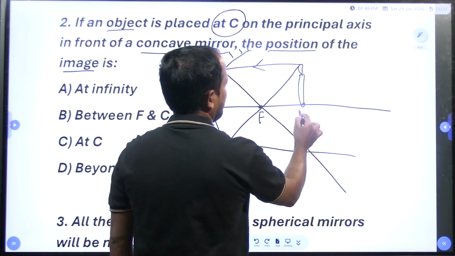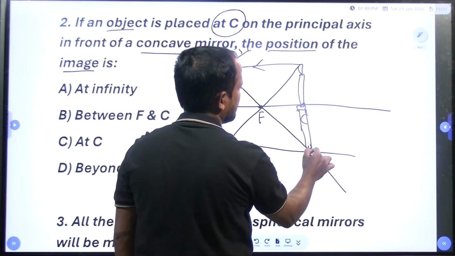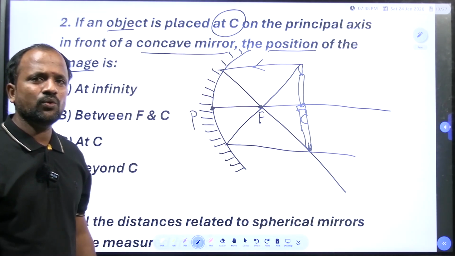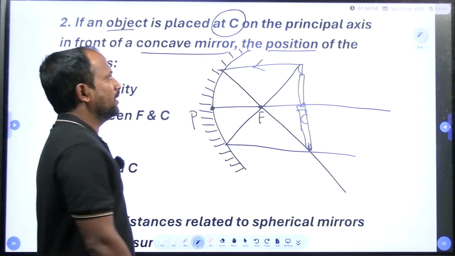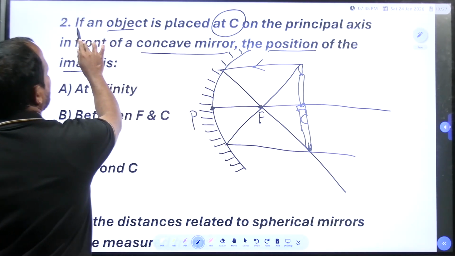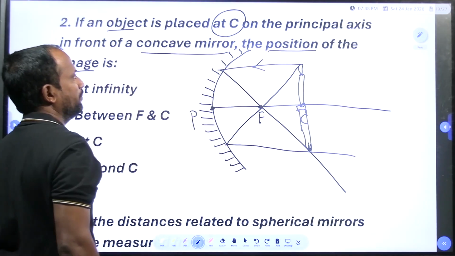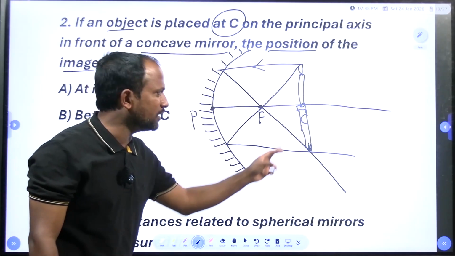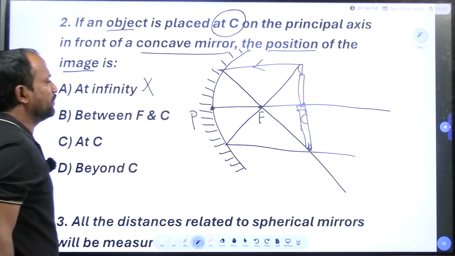Right here, on C, the image is also going to be formed. At C, the image is going to be formed. Observe here what is asked: if the object is placed at C on the principal axis of a concave mirror, the position of the image is where? Image is formed at C. First option, infinity?